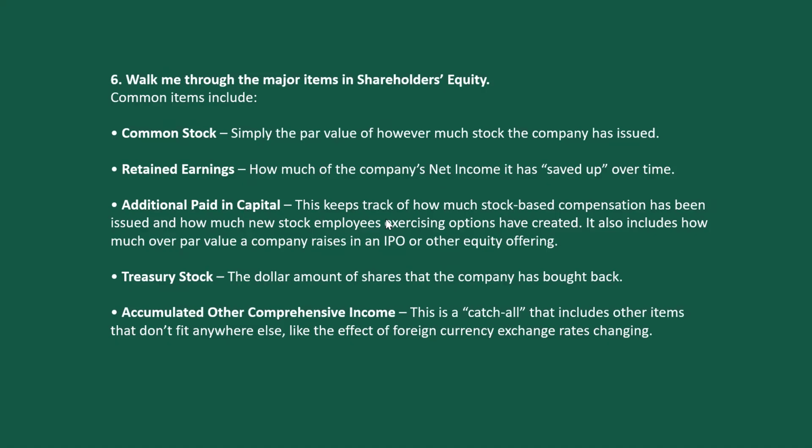This keeps track of how much stock-based compensation has been issued and how much new stock employees' exercised options have created. It also includes how much over par value a company raises in an IPO or other equity offerings. So, by the definition, I think it's pretty much clear. Let's move to the next.